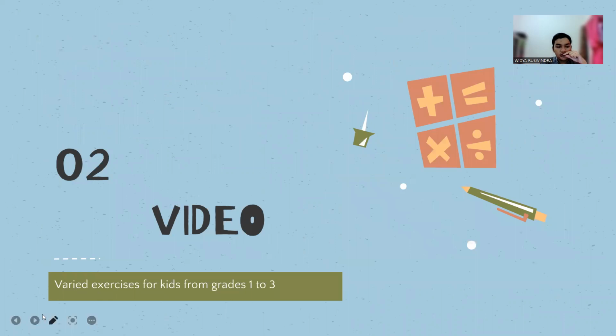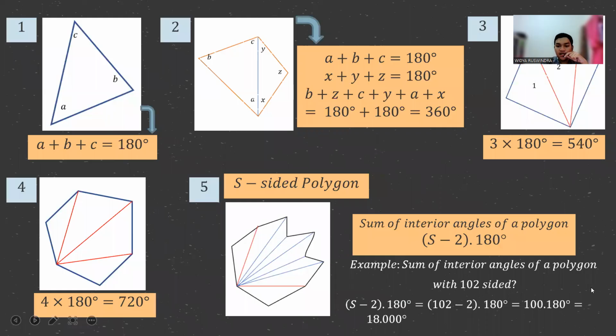Next is a video of varied exercises for kids from grade 1 to 3, and I will explain the material from the video. The first is the triangle. A triangle has 3 sides and 3 angles.